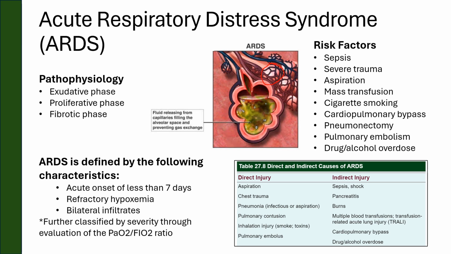Acute onset of less than 7 days. So this is abrupt. You get ARDS abruptly. It doesn't happen over months, weeks, or days. This is 7 days or less.